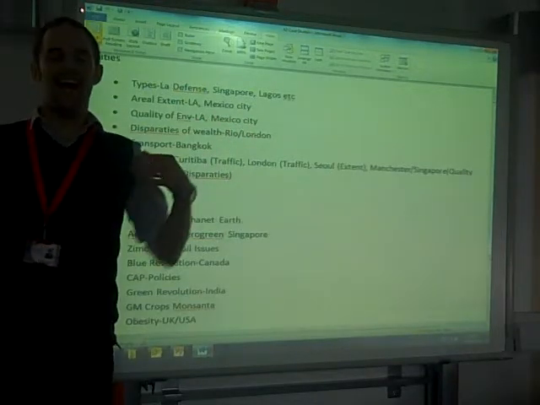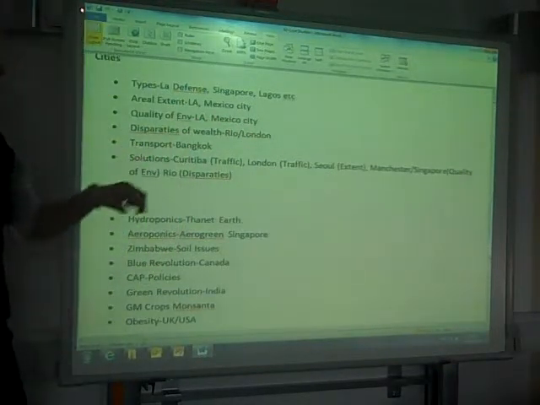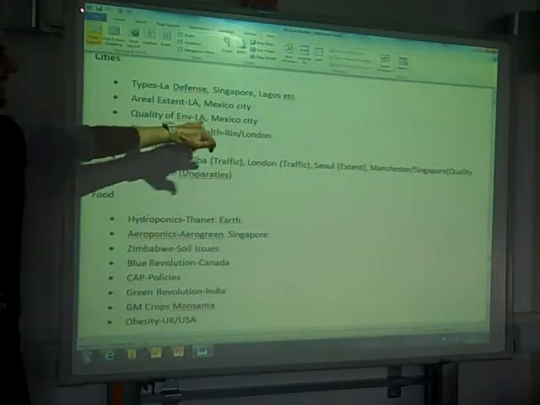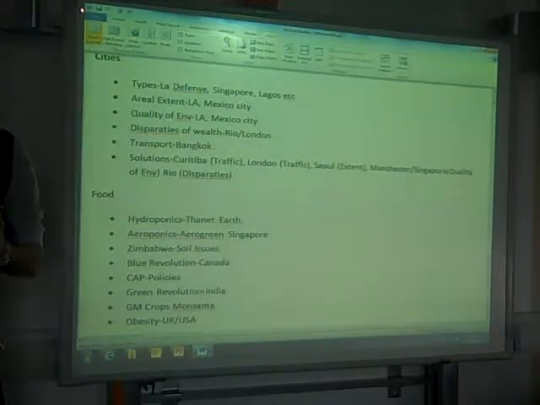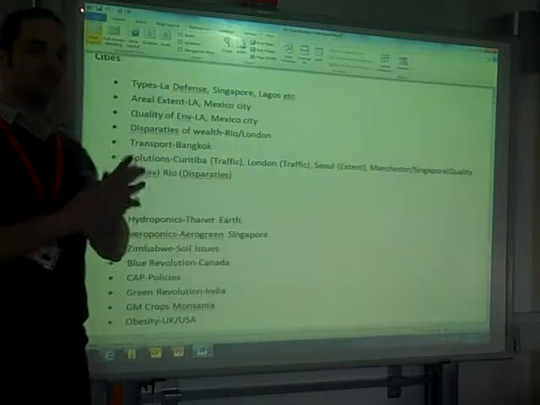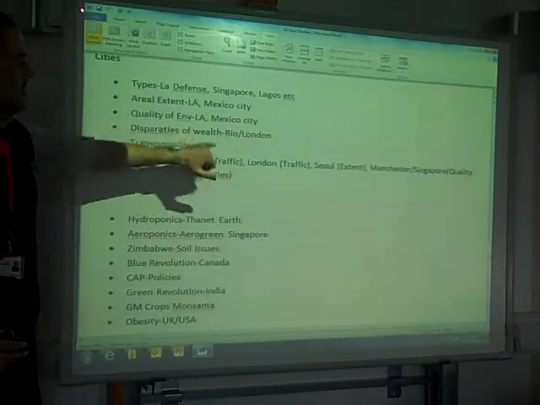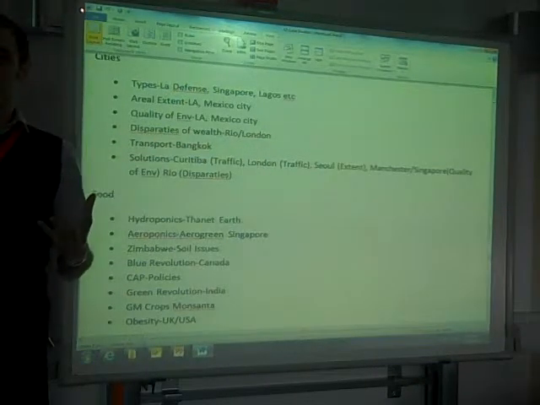As you notice, an LEDC and an MEDC example. The quality of environment, again for LA and Mexico City. Looking at disparities of wealth, so the difference between rich and poor. Rio and London are our examples there.